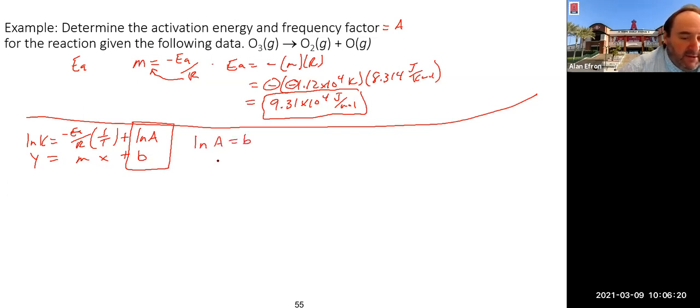That means the natural log of A would equal, in this case, our y-intercept of 26.8, I believe it was. Because it was 26.8, we're going to get rid of the natural log by taking e to the power of both sides. We take e to the power of this and e to the power of that on our calculator. The e on this side cancels out the natural log and leaves us A. And if we take e to the 26.8, that gives us 4.36 times 10 to the 11.